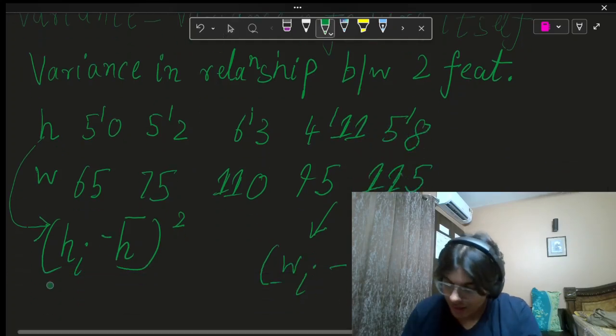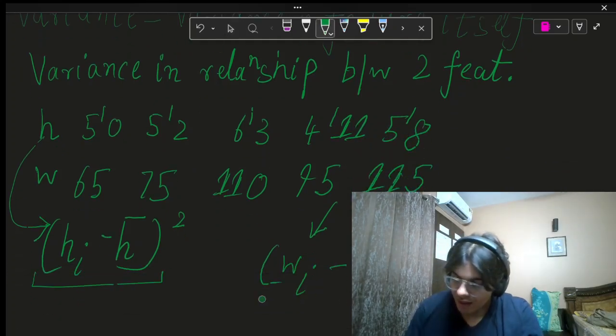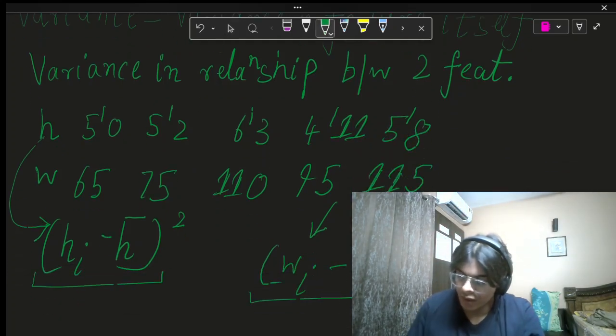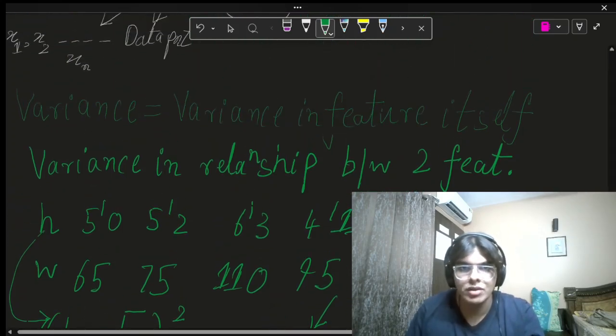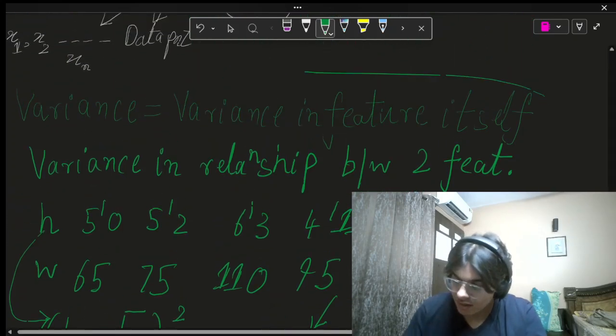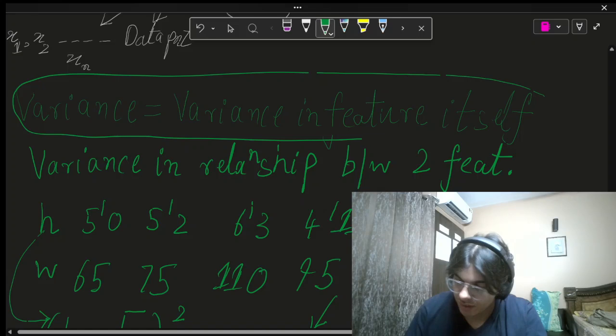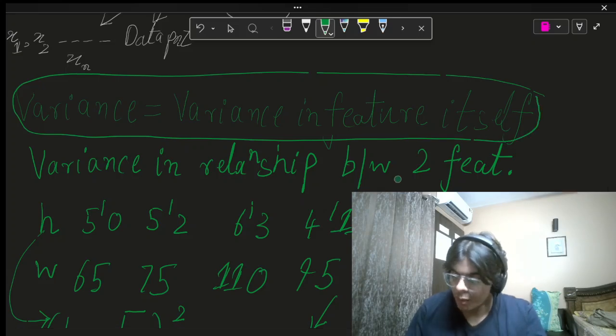But there is another kind of variance. This variance value that we just discussed, the variance in height and the variance in weight, these are the individual variances. This is the variance in the feature itself, this first kind of variance. But what about the second kind?